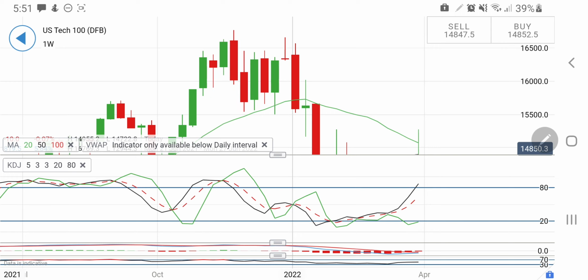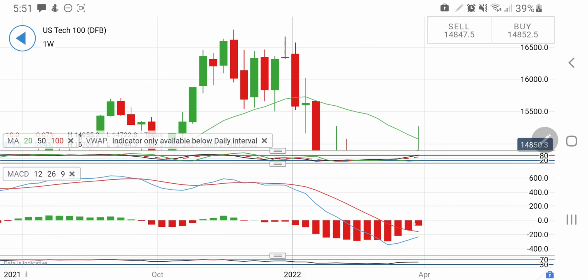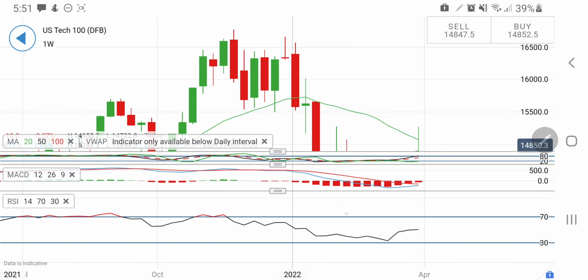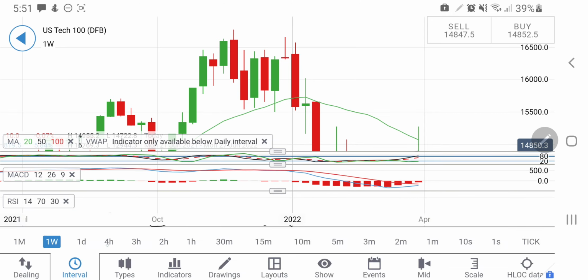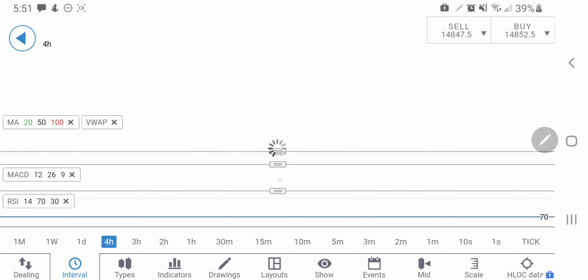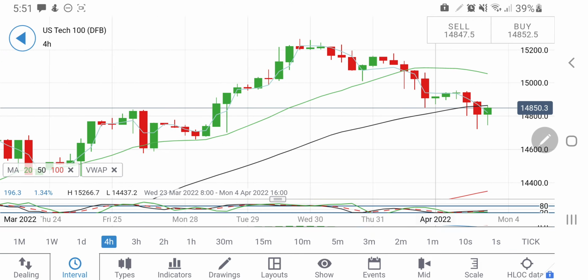However, for now the stochastic is overbought out there, and also the MACD is trying to converge and cross over on the weekly charts towards a buy zone. Right now it is strongly bearish and trying to converge out there, so I'll be watchful of that. And RSI is not showing any signs there. Now this is just on the weekly charts. Let's have a look at the 4-hour charts.